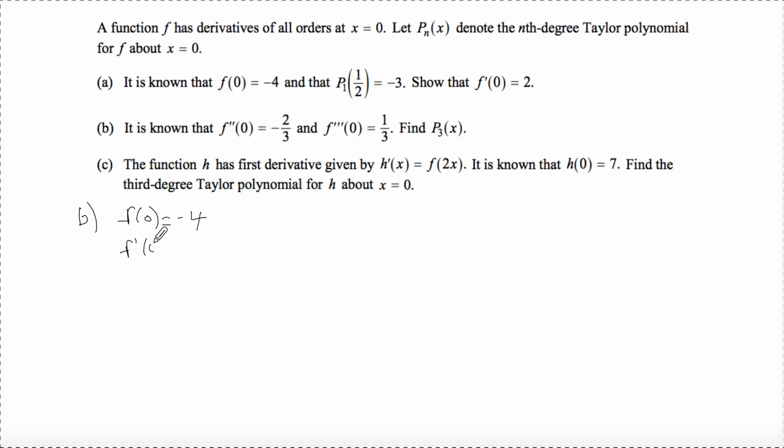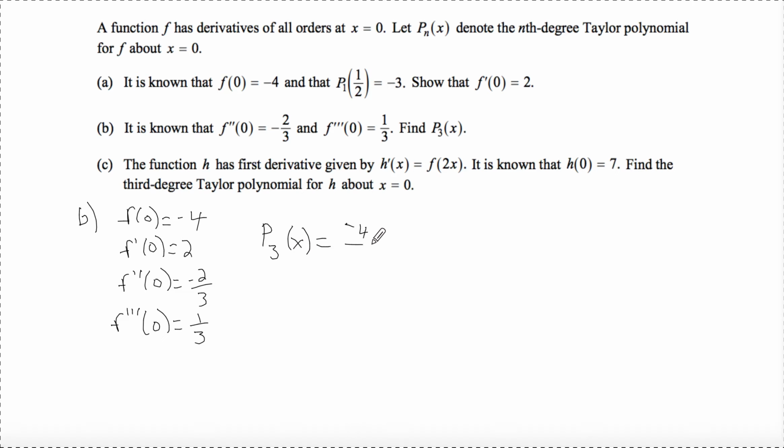F prime of 0 is 2. I also know now that f double prime of 0 is negative 2/3. I know that f triple prime of 0 is positive 1/3. What do I ask to find? Find p sub 3 of x. Oh, that's actually relatively easy to do at this point. P sub 3 of x just follows my Taylor polynomial pattern.